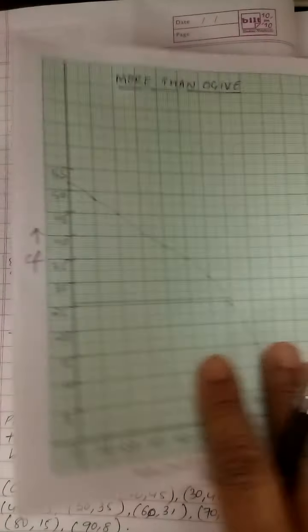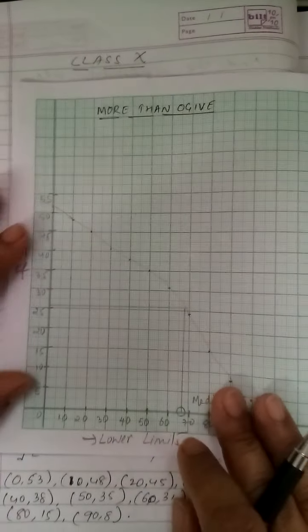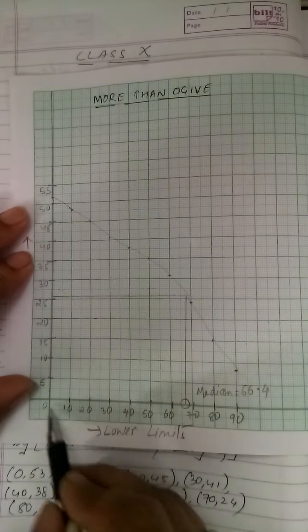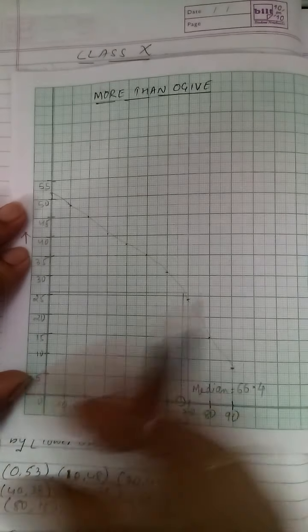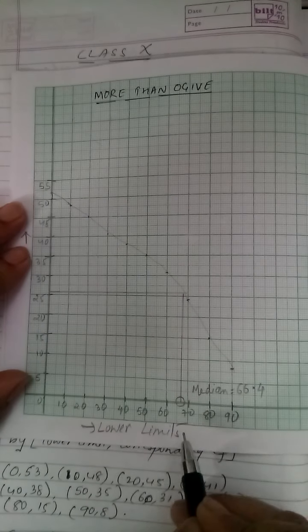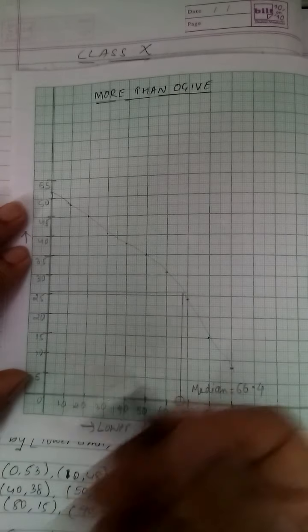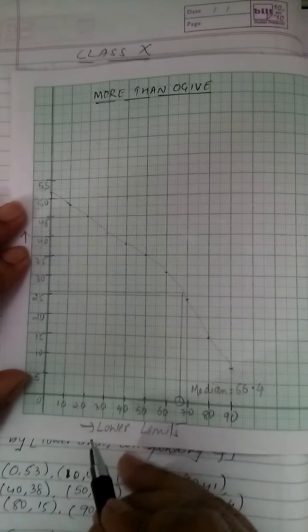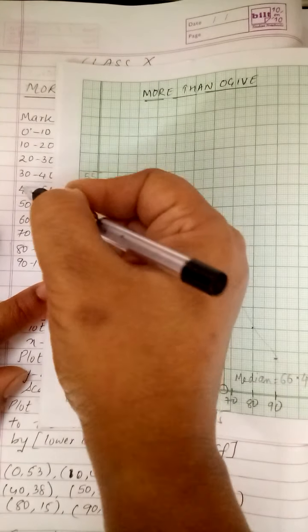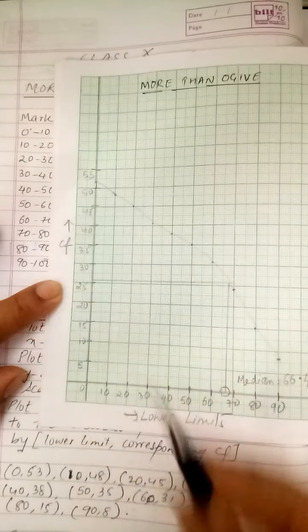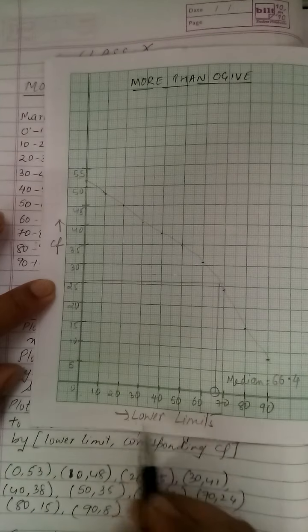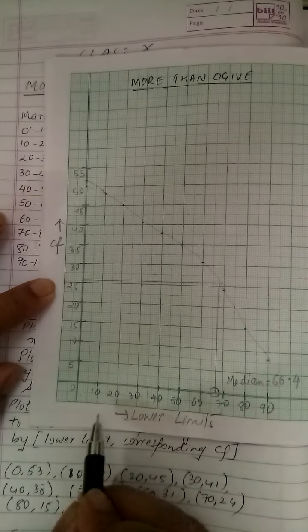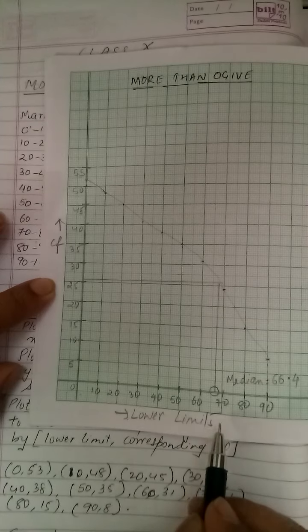That means to plot the ogive, what we do is on this graph paper, on the lower side, I have taken the lower limits, because in the less than ogive, I had taken the upper limits. In the more than ogive, I take the lower limits. So my lower limits were what over here? 0, 10, 20, 30, 40, 50, 60, 70, 80, 90. So on the x-axis, I have plotted 0, 10, 20, 30 till 90. It is mandatory for you to write over here what you're plotting. So I have written over here the lower limit.